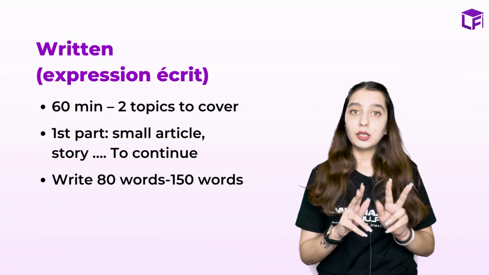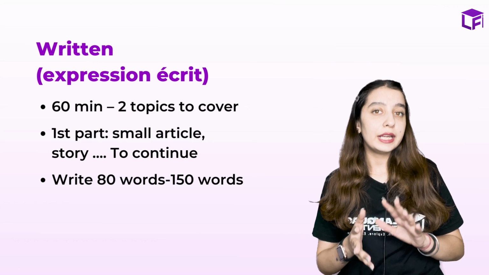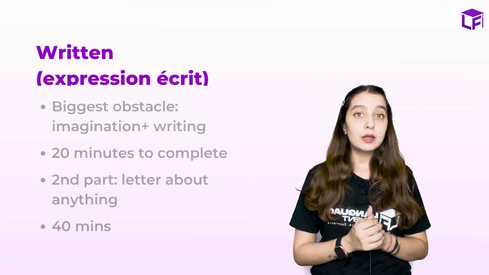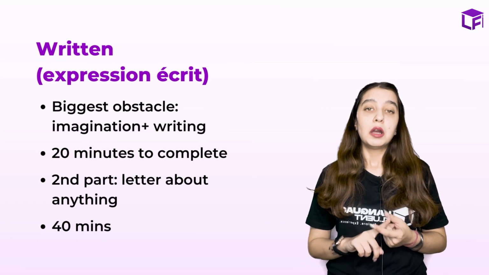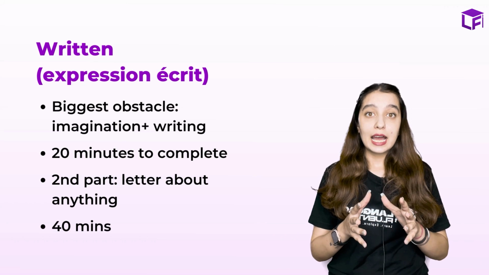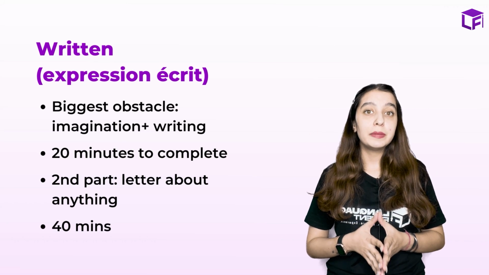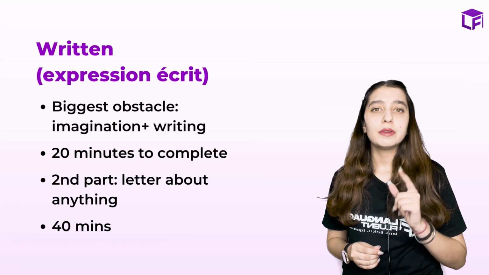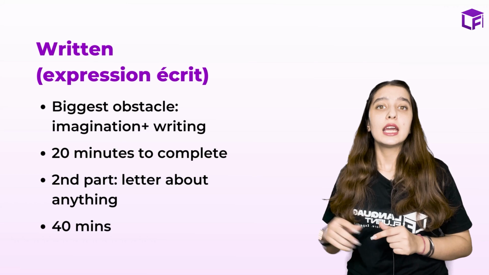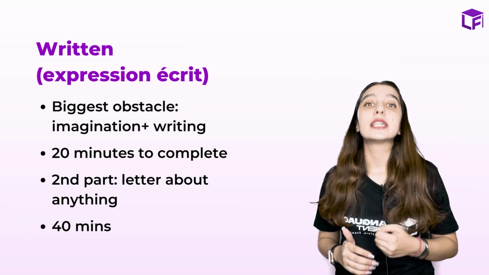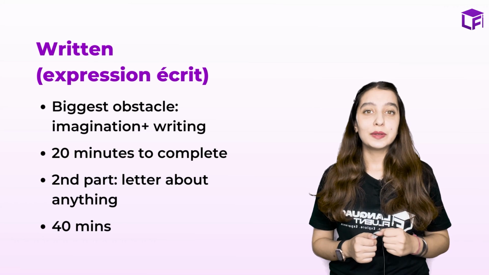Here you'll be getting 20 good minutes to write around 80 to 150 words. Whereas in the second task you will be writing a letter about anything for 40 minutes. That means the total writing would be 60 minutes. But here the biggest obstacle that you'll be facing while doing section A is that you need to combine your imagination and writing together. That is how you can succeed in writing part.